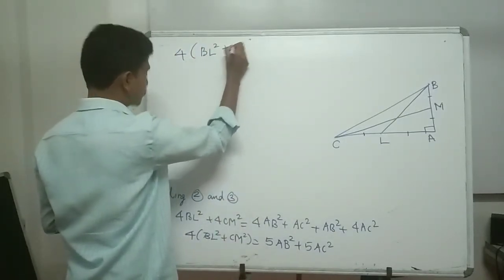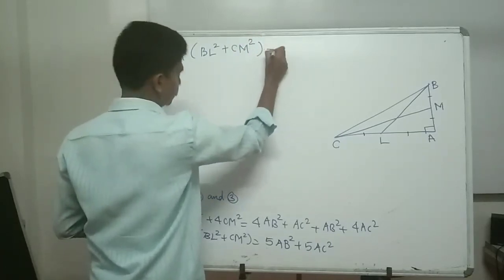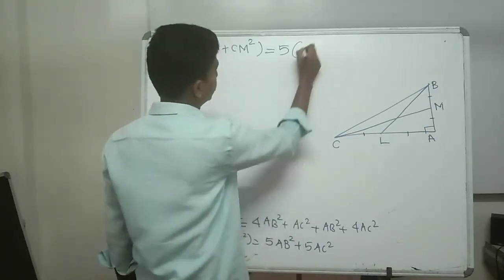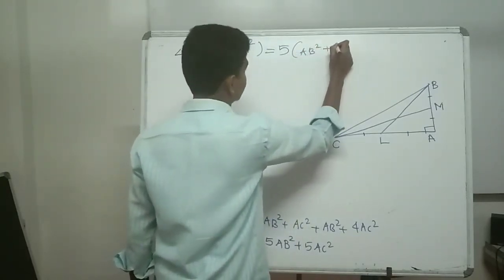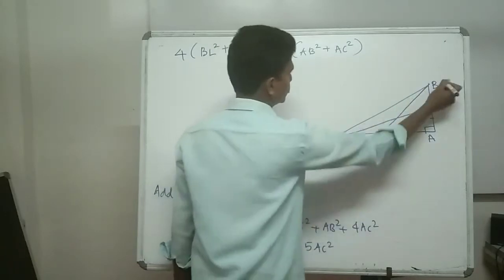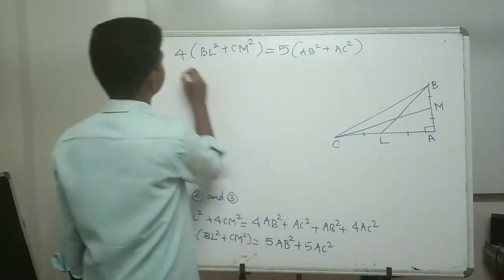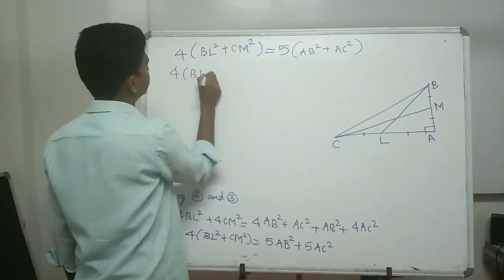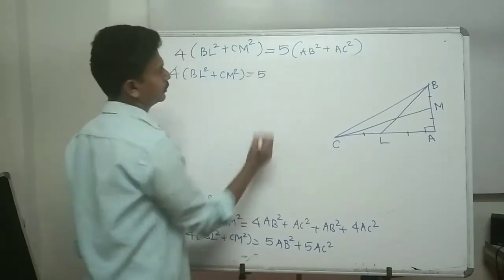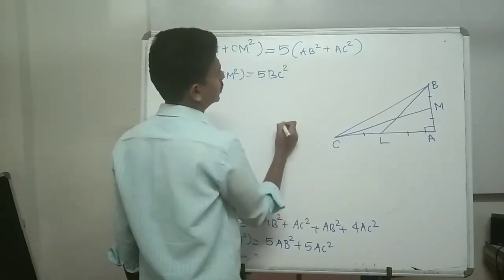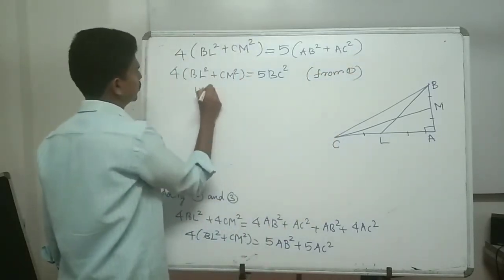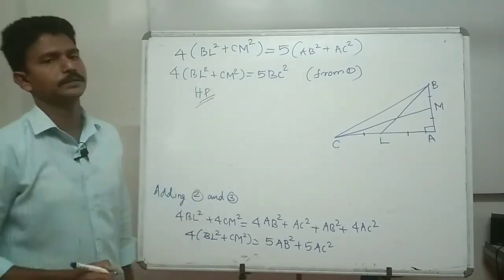4BL square plus CM square is equal to 5, taking it common outside, we get AB square plus AC square. AB square plus AC square is equal to BC square from equation 1. Let us change it. 4BL square plus CM square is equal to 5BC square. This is from equation 1. Okay. So hence we have proved the answer.